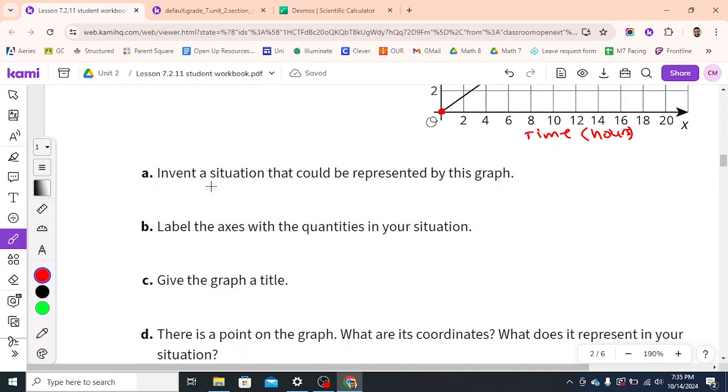All right, so let's see. Invent a situation. Check, we did that. Sorry about my dog, she's going crazy. Label the axes with quantities in your situation. Yes, there. Her name is Lulu. She is an almost 10-year-old golden doodle, kind of chunky.